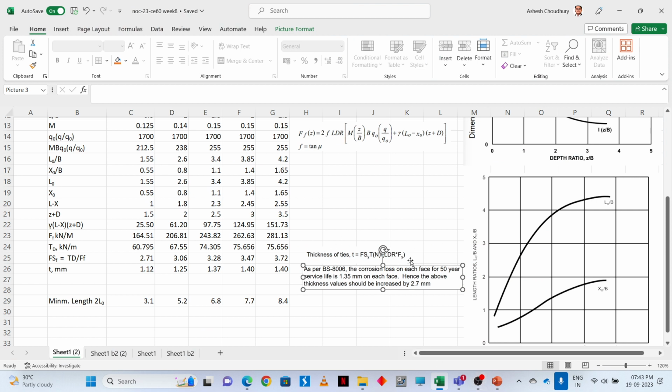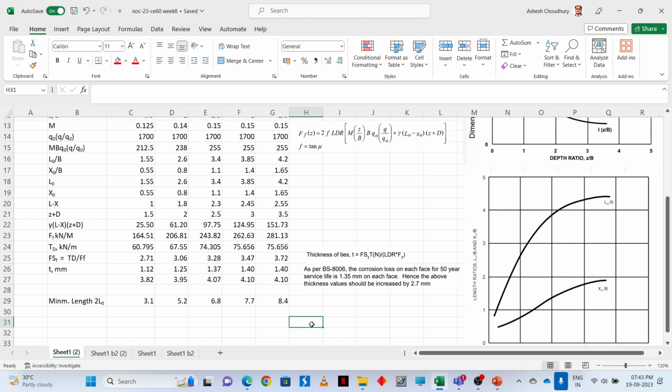Understood? So about the 50-year design period on each face. There are two faces, like two faces of a coin. There are two faces of a steel strip, right? So on each face, the thickness must be increased by 1.35 mm. So in total, the thickness must be increased by 2.7 mm. Let me write that down: 2 into 1.35. Okay, so these are the thicknesses that you should give.